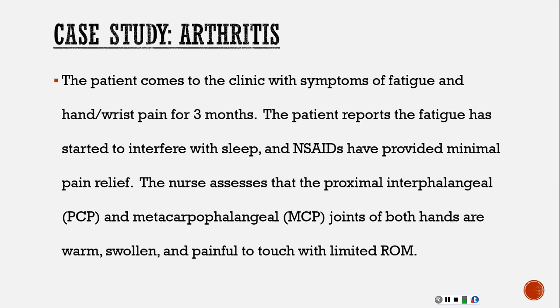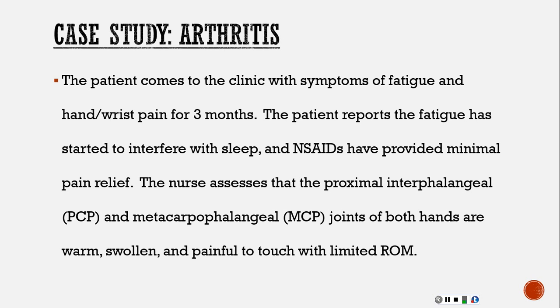Okay, NSAIDs don't help. And, you know, the NSAIDs, whether they help or not, they may not be as effective with the osteo, but usually, initially, they're going to be effective with rheumatoid. Okay. All right. Any others?